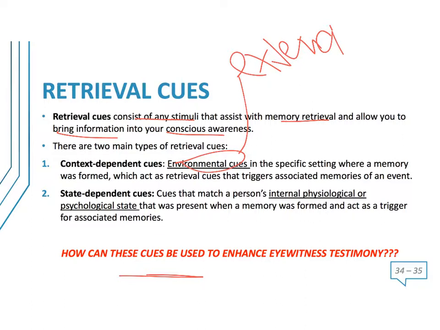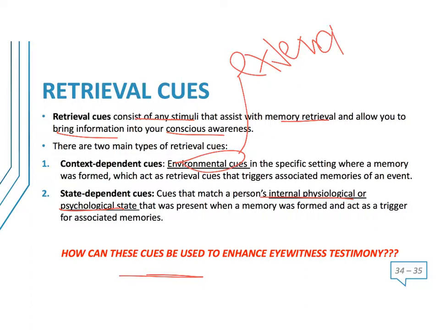State-dependent cues are cues that match a person's internal physiological or psychological state that was present when a memory was formed, and act as a trigger for associated memories. So if, for example, you are drunk when you learn something, then you're maybe more likely to recall that information when you're drunk again. Or if you are feeling physiological pain, then you might recall the last time you felt that particular physiological pain, or even psychological pain.